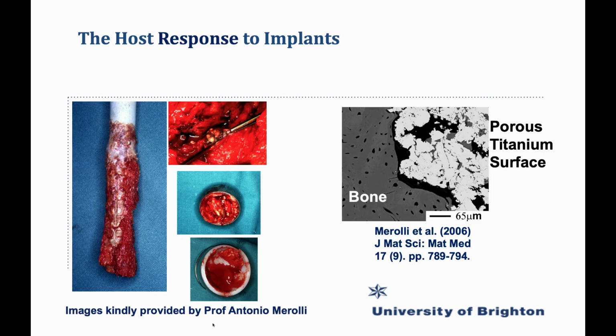But going back to my research, the focus of it in the last 30 years and more has been the elimination of the fibrotic capsule that is interposed between the tissue and the implant, in this case on the right-hand side, the bone tissue and the porous titanium surface, and that causes the long-term failure of the implant.